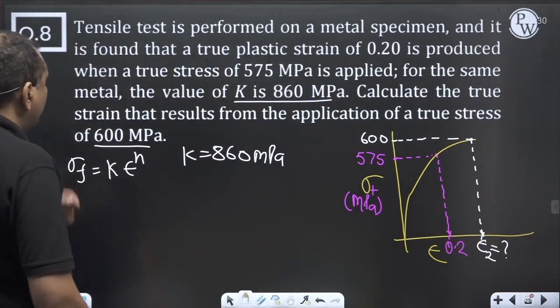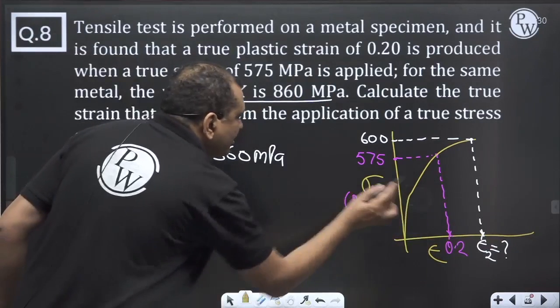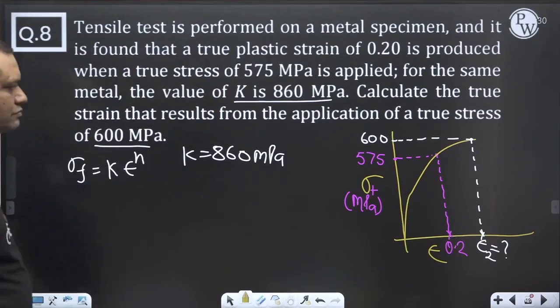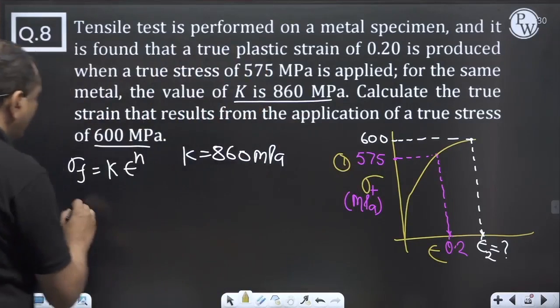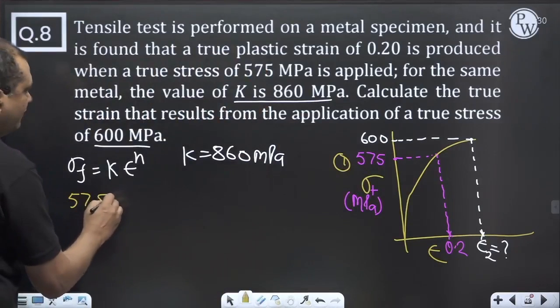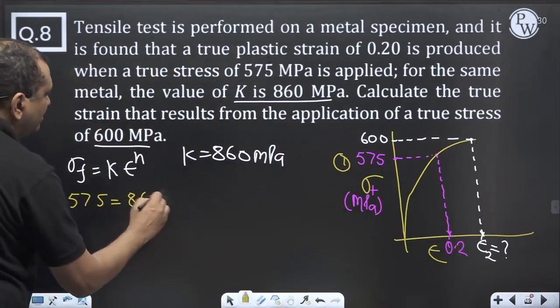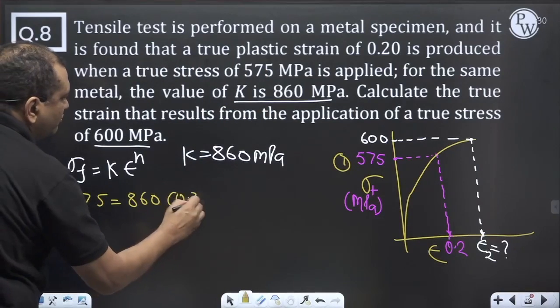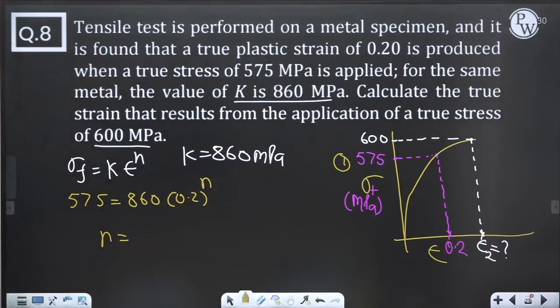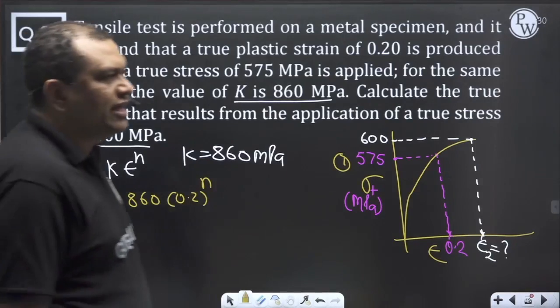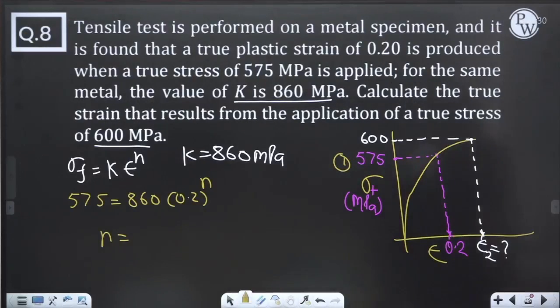So sigma F equals K epsilon raised to power n. This first boundary condition you apply. So 575 equals 860, epsilon is 0.2 raised to power n. Calculate n from here. Please do it quickly.